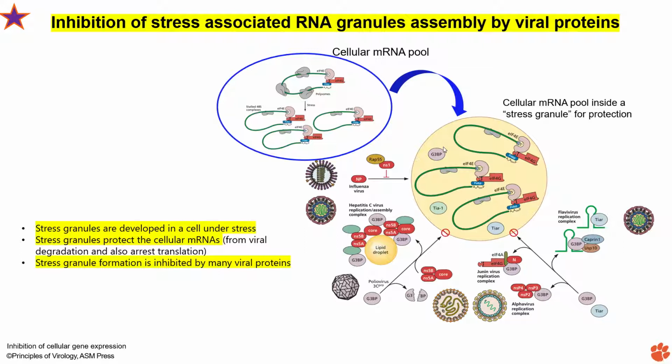It's a survival strategy. And many of these virus proteins block the formation of the stress granule so that the mRNAs can be degraded and the virus can take over. So they are developed under stress and protect the cellular mRNAs. Formation is inhibited by many viral proteins. Straightforward question. No specific names, nothing is required.